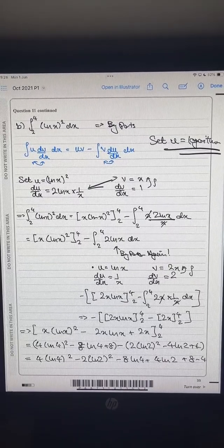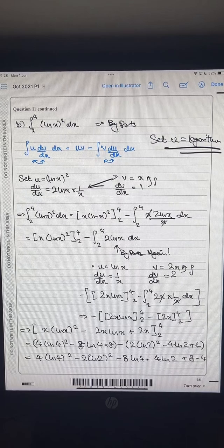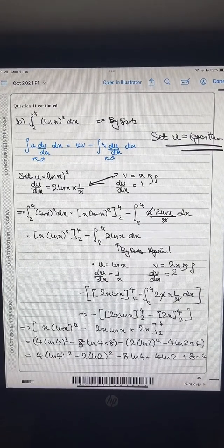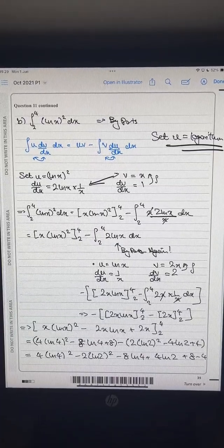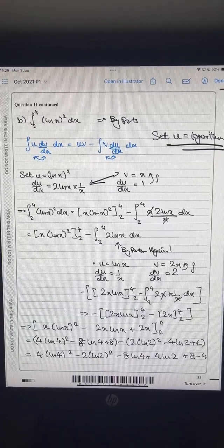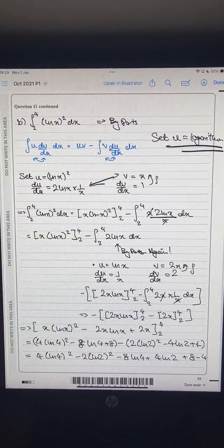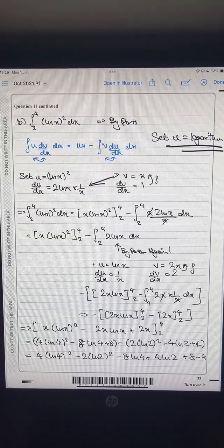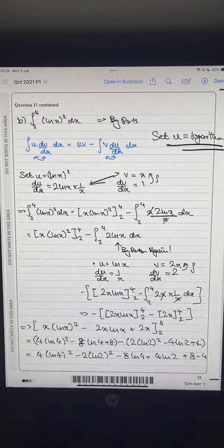This question is just about integration by parts, and you're just doing it twice. So just know how to do integration by parts and set u to be the logarithm, like what it says on the screen up here. U is the log. And this is A level, this is year 13 integration, and this is not further.